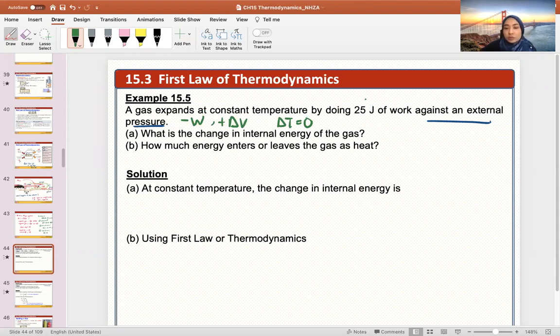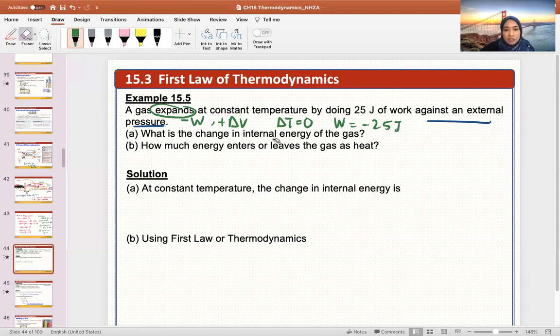So it's telling us W equals 25, but it didn't tell us whether it was positive or negative. So we need to look at the question. It says expands. And another keyword here is against external pressure, which means that it's pushing from the inside. It's doing work on the environment. So W equals minus 25 joules.